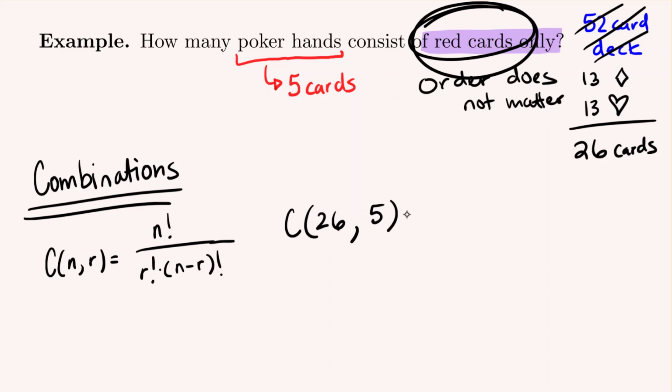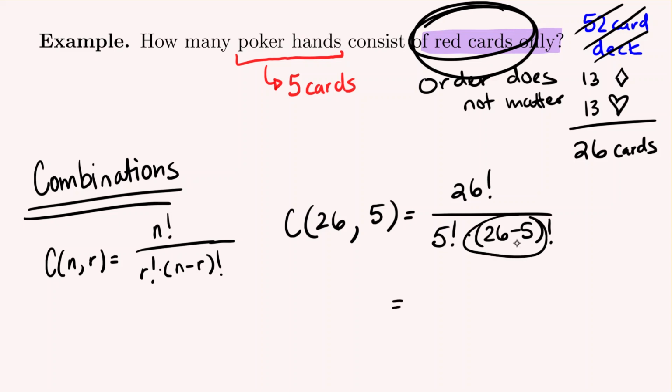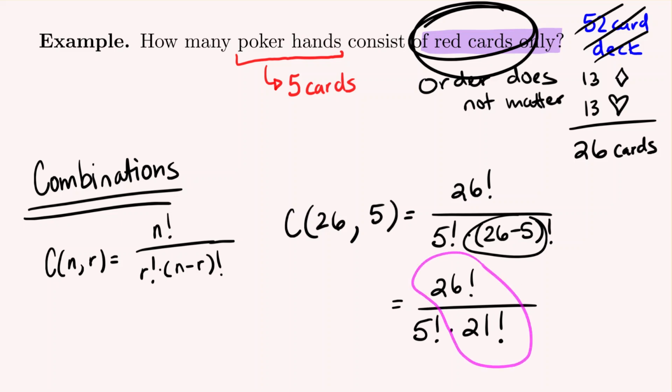We're selecting only 5. The formula tells me it should be 26 factorial over 5 factorial times 26 minus 5, then factorial. Now this can simplify. 26 minus 5 is 21 factorial. And the 26 factorial and the 21 factorial, a lot's going to cancel there. Because remember, what is 26 factorial? It's 26 times 25 times 24 times 23 times 22 times 21 times 20 times 19, etc., down to times 2 times 1. 21 factorial starts at 21 times 20 times 19 times 18 all the way down to 2 times 1.